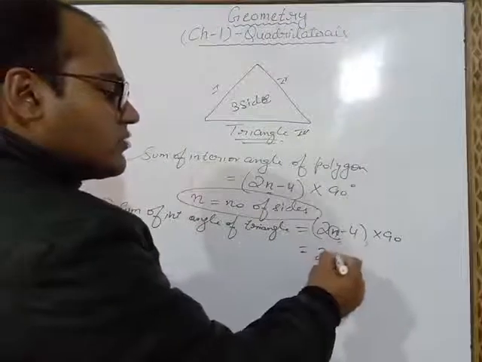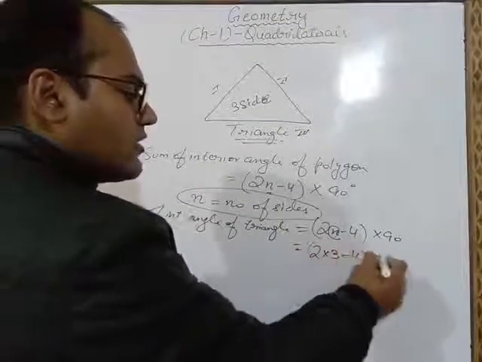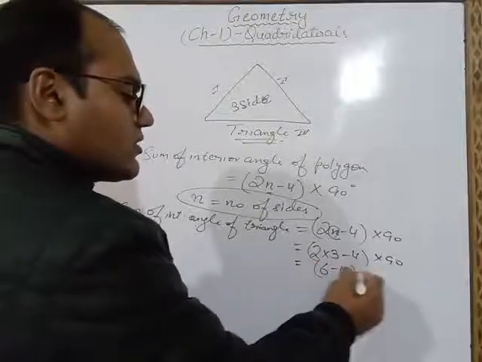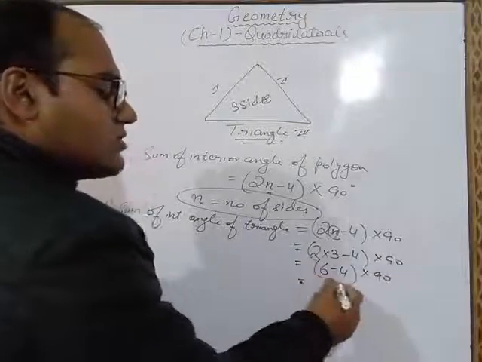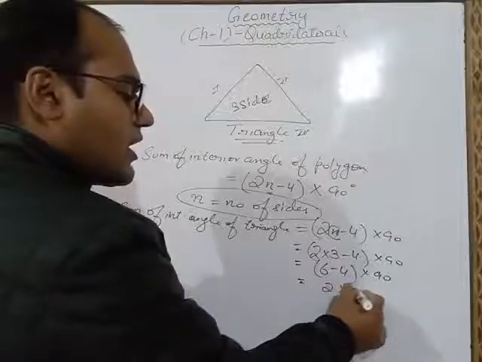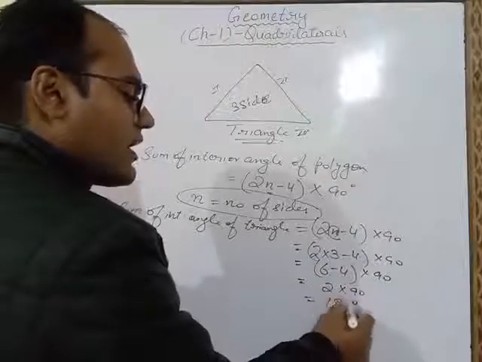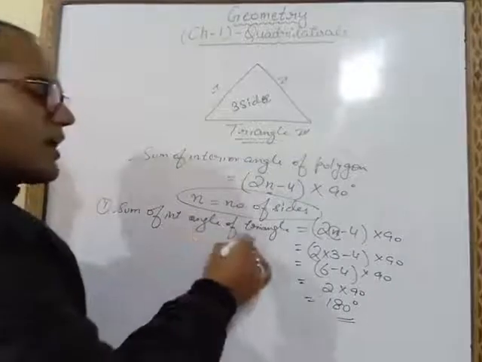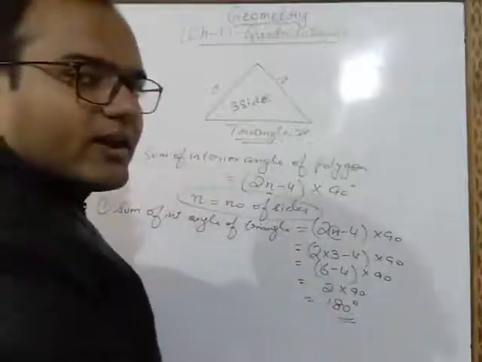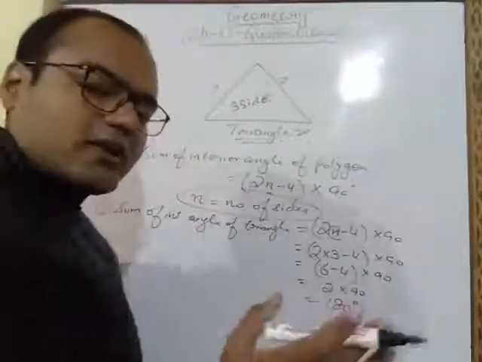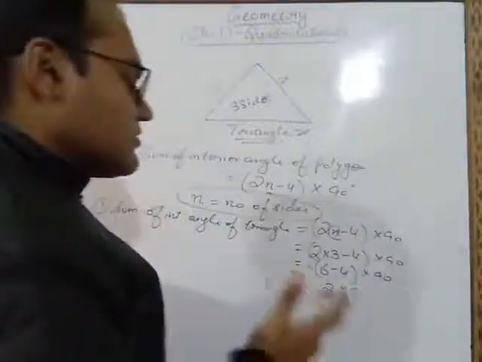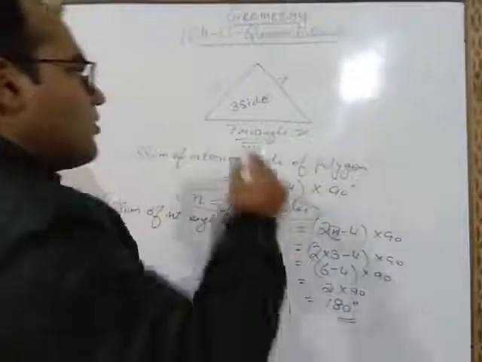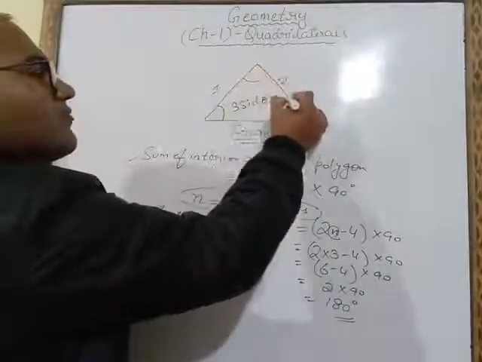So (2 into 3 minus 4) into 90. On solving, we get (6 minus 4) into 90. On subtracting, 2 into 90. So the final answer is 180. So the sum of interior angles of a triangle is 180, as you already studied in the 6th class. You studied the angle sum property: the sum of all three angles of a triangle is 180.